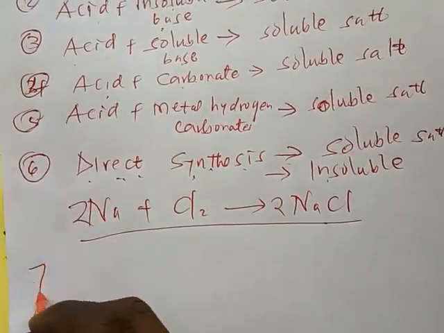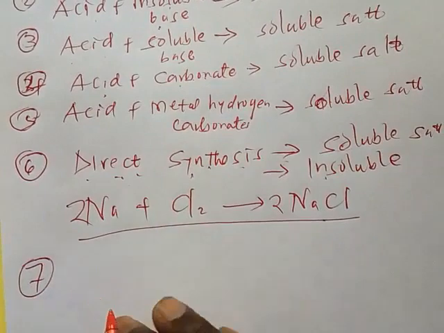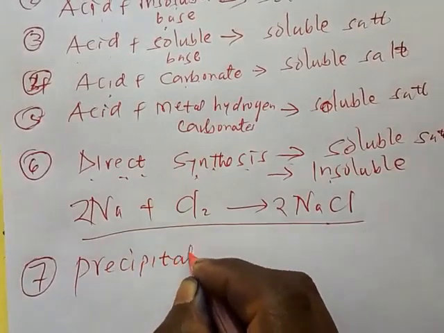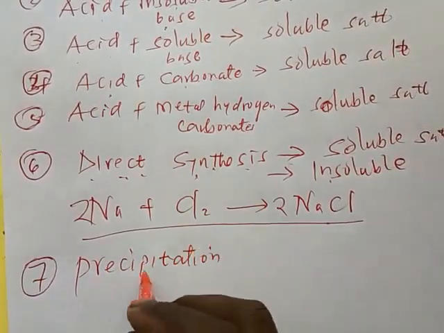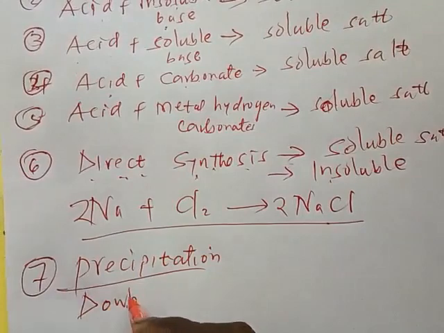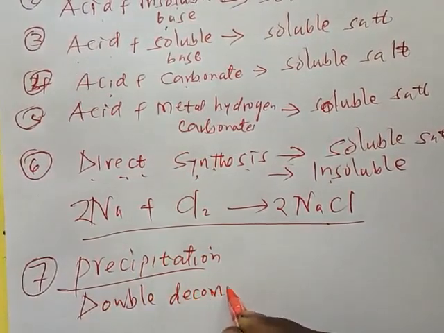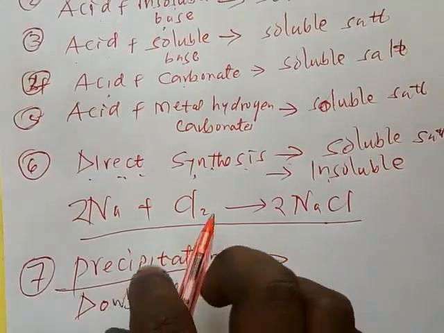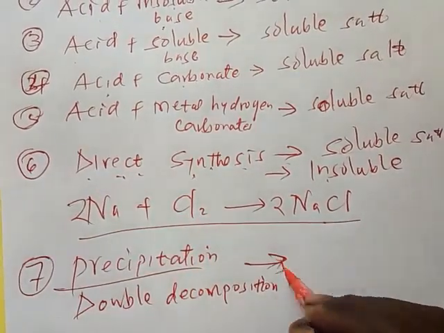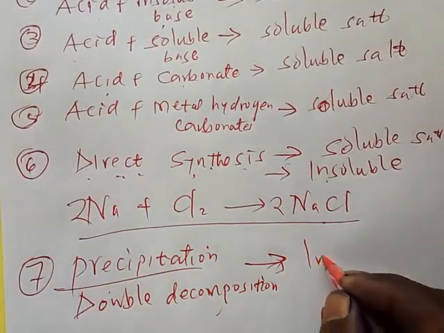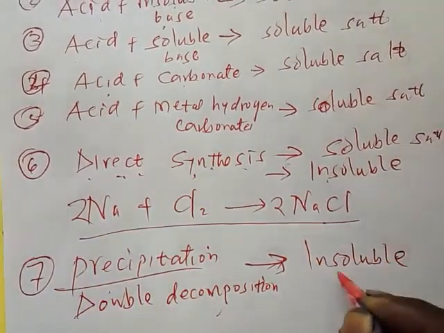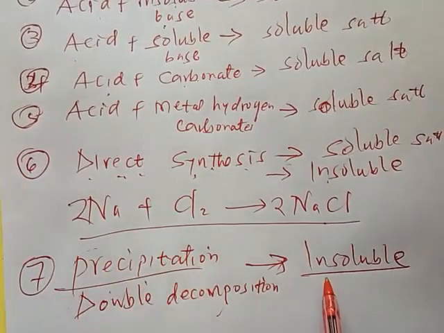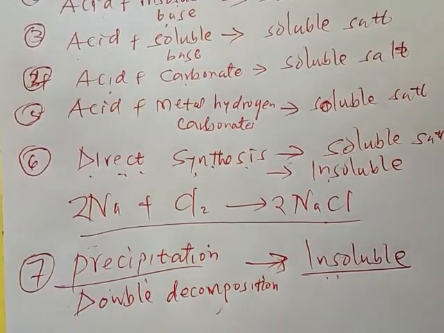And then finally, number 7, this is where my major concern is: the precipitation reactions. This one is what we call the double decomposition. It is a type of reaction which occurs, and the salts that are formed here are insoluble. So this is the major method that is used to prepare insoluble salts. Very good.